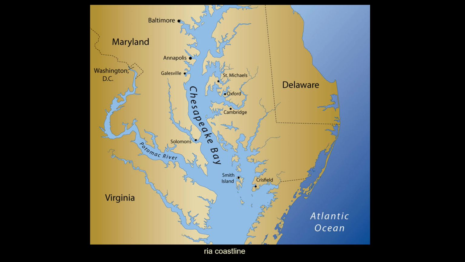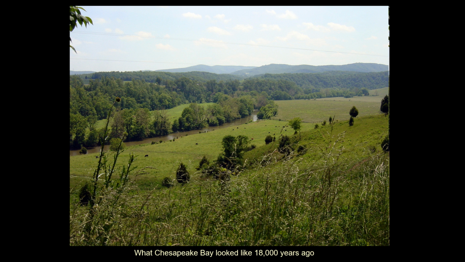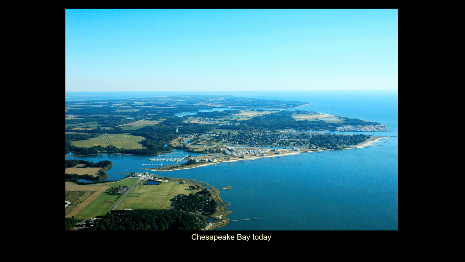Another one that's pretty well known is Chesapeake Bay, another ria coastline. I've added this photo so you can imagine what parts of Chesapeake Bay might have looked like 18,000 years ago when water levels were much lower. With the melting of glaciers coming out of the last ice age, some of these river valleys have been drowned, and now they look like this. So this is Chesapeake Bay today.